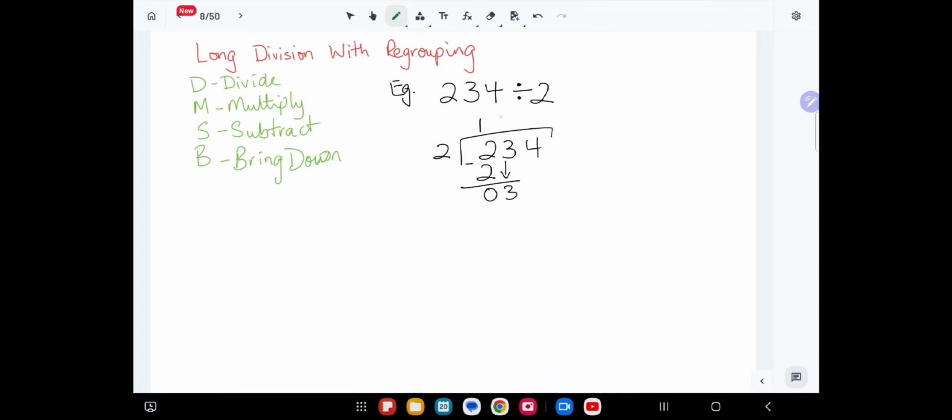2 could go into 3 one time. Next up is to multiply. 1 multiplied by 2 is 2. Next up is to subtract. 3 take away 2 is 1. From here now is to bring down. Bring down the next digit, which is 4. This number now becomes 14. 2 could go into 14 7 times. 7 multiplied by 2 is 14. Next up is to subtract. 4 take away 4 is 0. 1 take away 1 is 0. We have no more numbers to bring down. So therefore our answer is equal to 117.